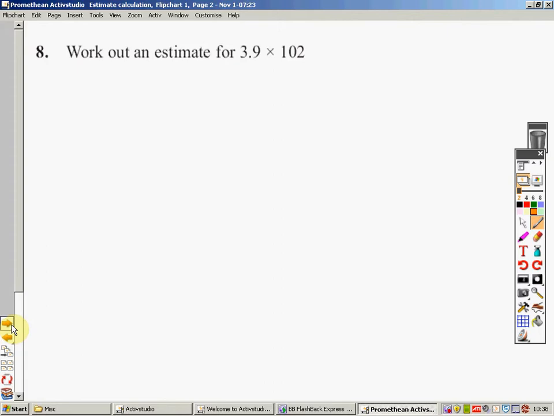Welcome back. Okay, it's an estimate, so I'm just going to work to one significant figure. 3.9 to one significant figure is 4, times by 102 to one significant figure will be 100. You've got 1 mark for doing that rounding.